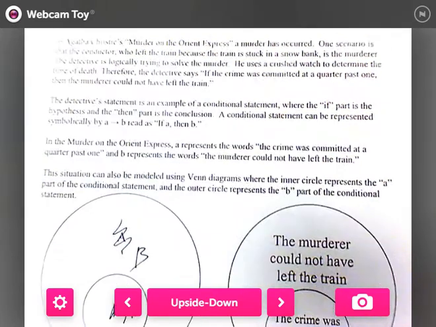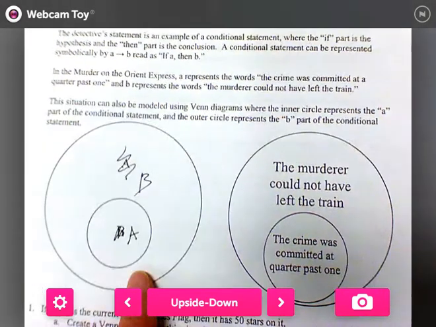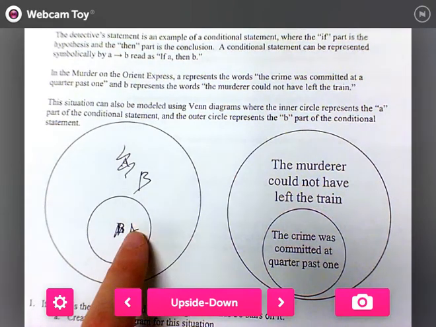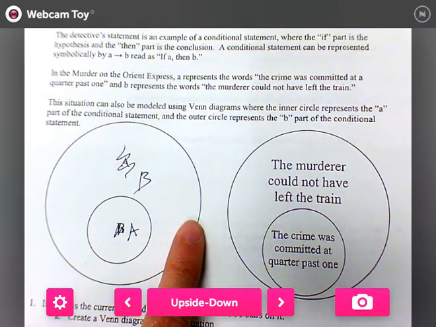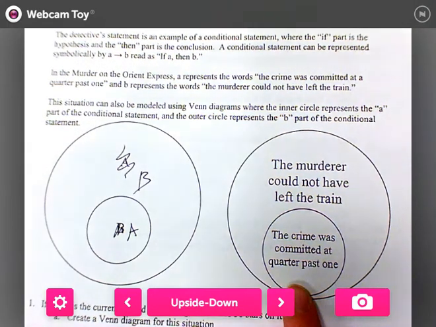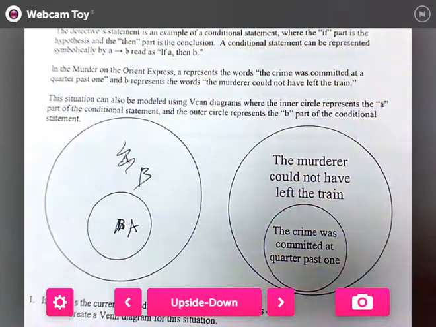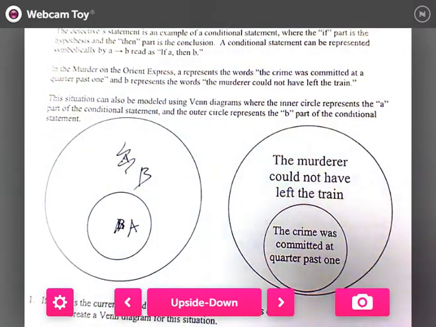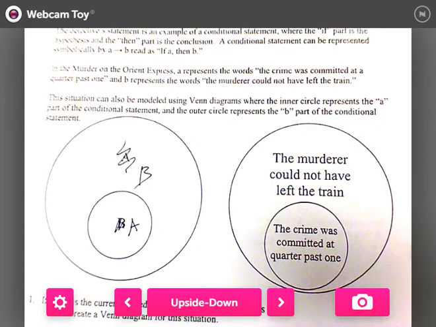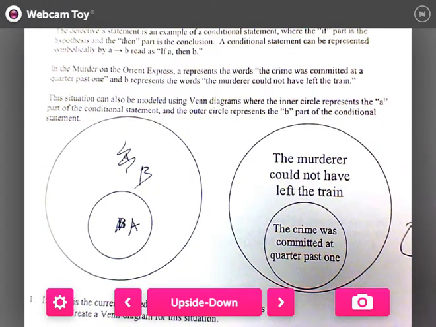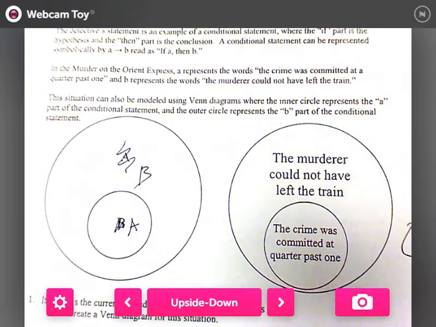So, we look at it right here. This is wrong on your paper. This should be A in the middle. B is on the outside. A, the crime was committed at 1:15. B, the murderer could not have left the train. Okay, so this is a different kind of Venn diagram, instead of the interlocking circles we usually think of.